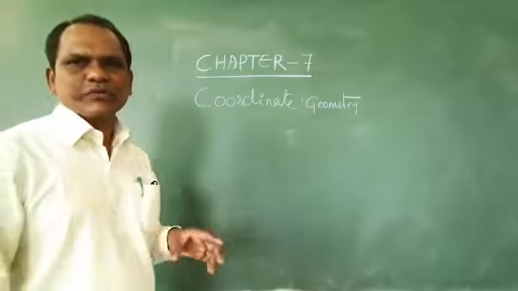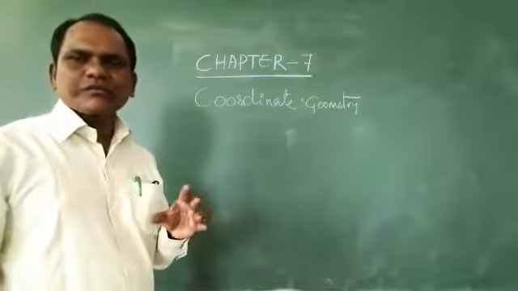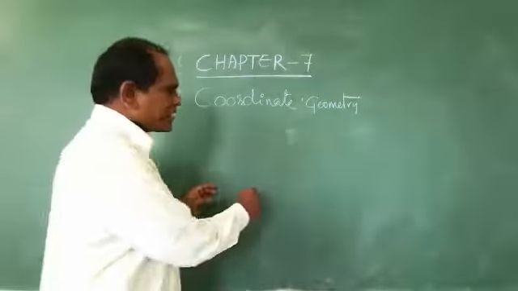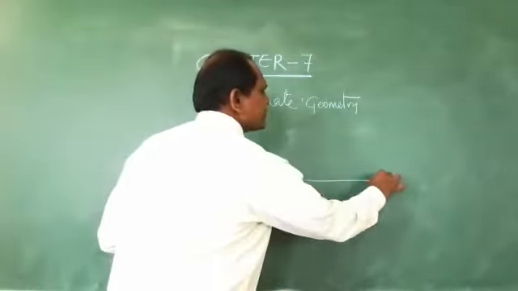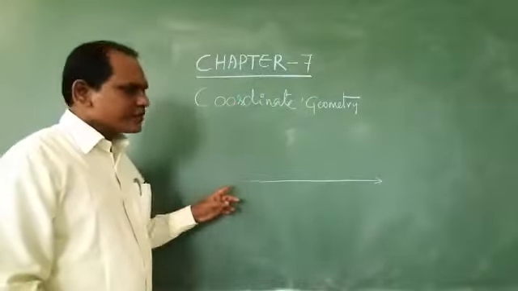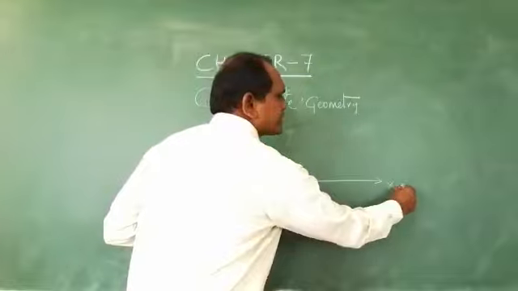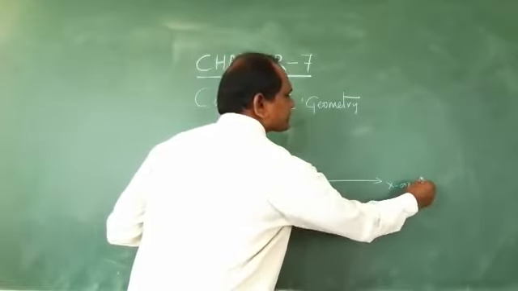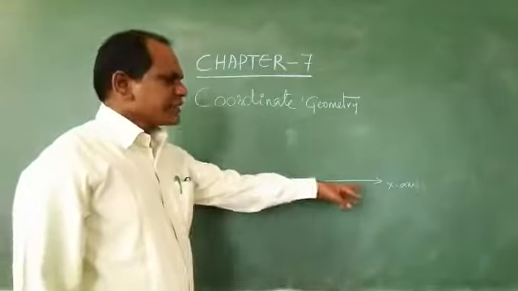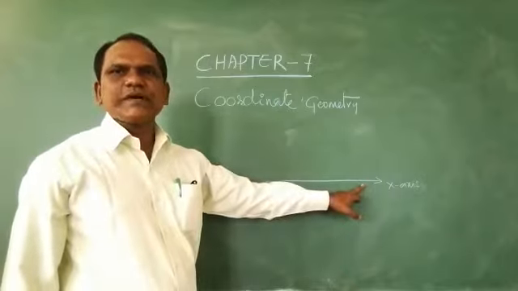Now, in this introduction to coordinate geometry, first we are going to take one horizontal line. I am going to draw that. This is one horizontal line. The horizontal line is called the x-axis. The another name of the x-axis is abscissa.